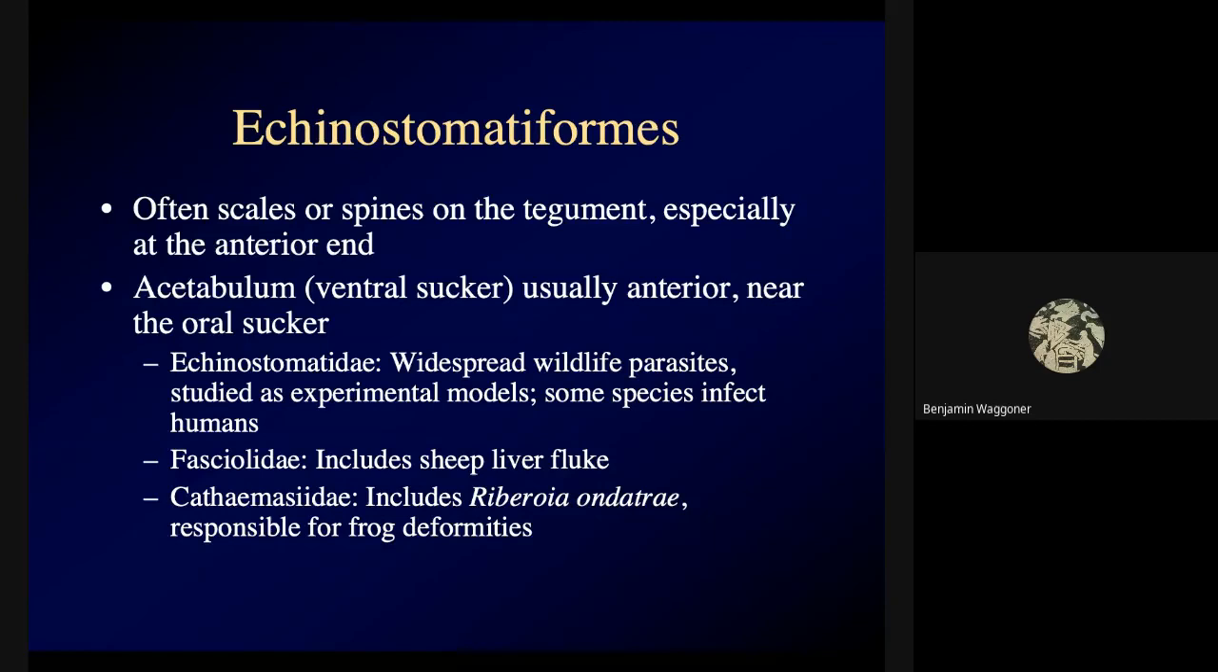Echinostomatid flukes are pretty widespread as wildlife parasites. There are some species that infect humans, mostly in Asia, as far as I know. Fasciola, you've already had a belly full, well, not literally. I hope you haven't really had a belly full of fasciola, but that's the sheep liver fluke. That's the one that by now you've all seen in lab. And then an oddball family called Cathiamazids includes Riboroia ondatri, which turns out to be responsible for the plague of deformed frogs that we started seeing back in the 1990s.